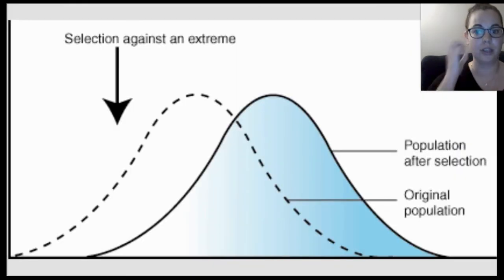Now, in your notes, you have the typical curve, the original population. Draw the selection against extreme and the new population after selection. So draw that shift in curve. Remember that this is directional. It's moving in a direction.